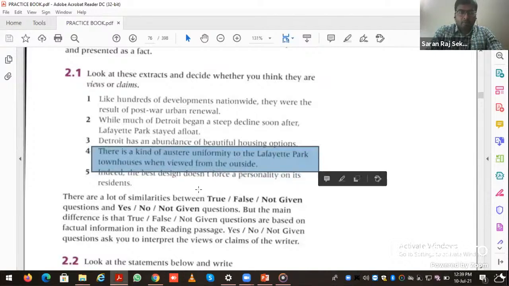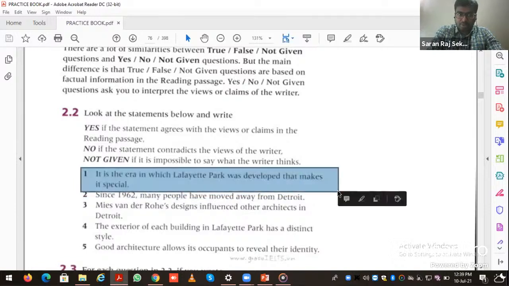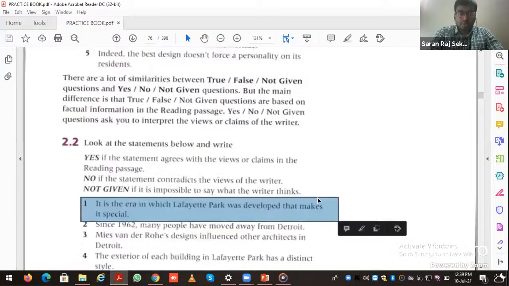Okay. So now let's go with this question. It is the era in which Lafayette Park was developed that makes it special. So here again, if you read the question in reverse, it is special because Lafayette Park was constructed in that year. So that is why it's special. Okay, this is how we understand the question. So now let's look at why it is special, whether it is special because of the era it was built.